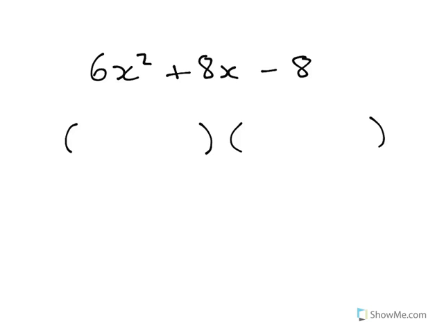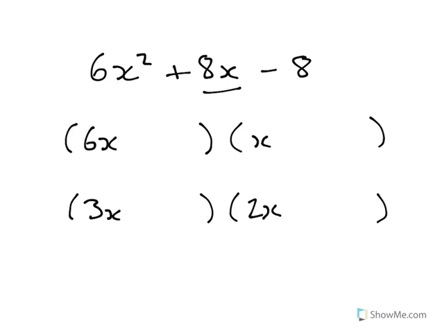We have 6x squared plus 8x minus 8. Well, there's lots of different ways to get 6x squared. I could get it by having 6x and x, or I could have it by having 3x multiplied by 2x. So I've got a different couple of possibilities here. And at the end, I want to get plus 8x in the answer, and also minus 8.